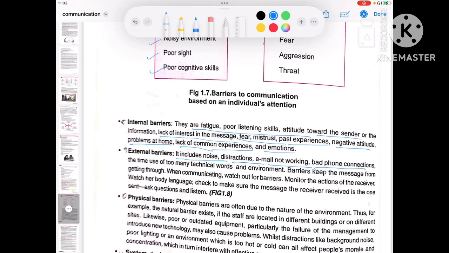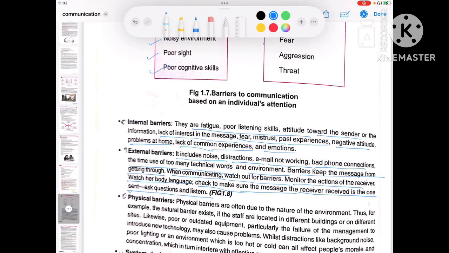There is also the use of too many technical words, and the environment. The barriers keep the message from getting through when communicating. Watch out for the barriers and monitor the actions of the receiver. Watch their body language. Check that the receiver has understood the message sent, and ask questions and listen.